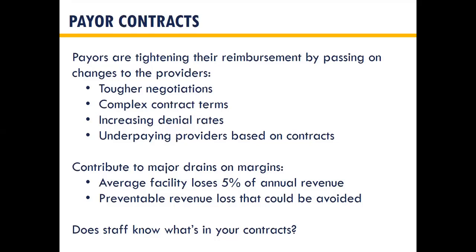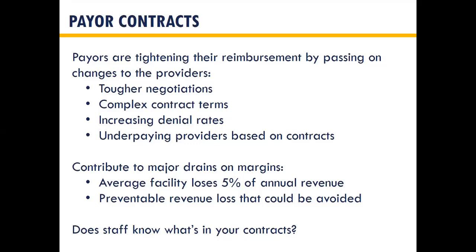Payers are tightening their reimbursement due to their need to be compliant with reform requirements, and they're looking for every opportunity to get out of paying a claim. They do this through tougher negotiations, paying you less when you're not part of a larger preferred provider group, and passing on complex contract terms related to timely filing, pre-authorizations, and appeal processes. I'm sure you've all experienced the increased denial rate associated with these complex contract terms.